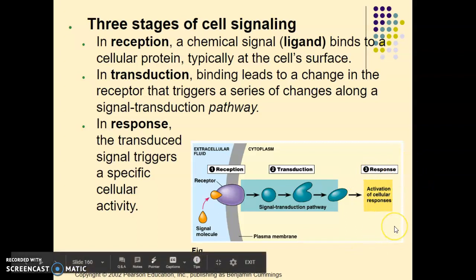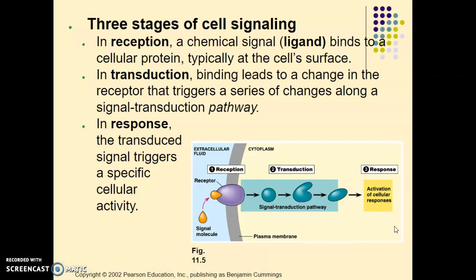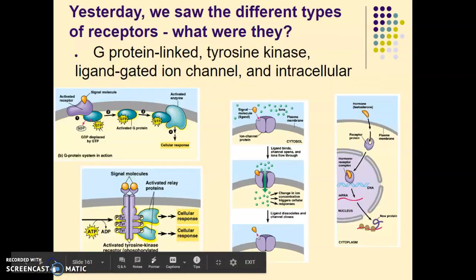And then the response phase, there's just a variety of different responses that are possible. I mean, most likely it's turning on a gene to make a protein, or we're activating an enzyme, or we're doing something with cell structure, or we're causing the cell to divide, or we're stopping the cell from dividing. But I mean, there's multiple different responses that can happen. Okay, so we're going to move on to reception.